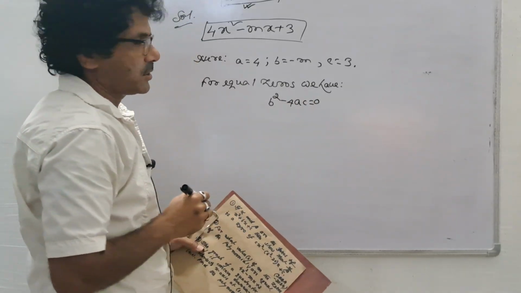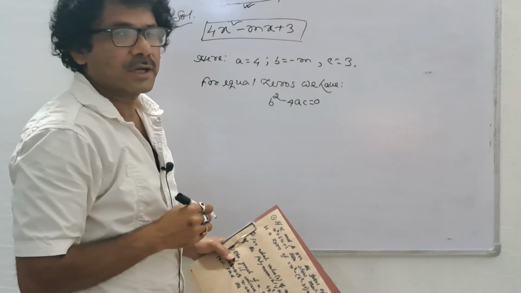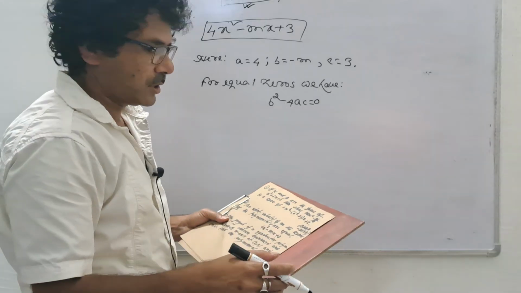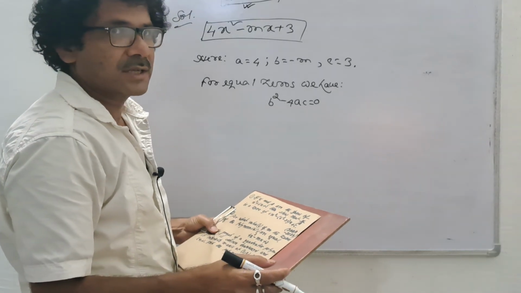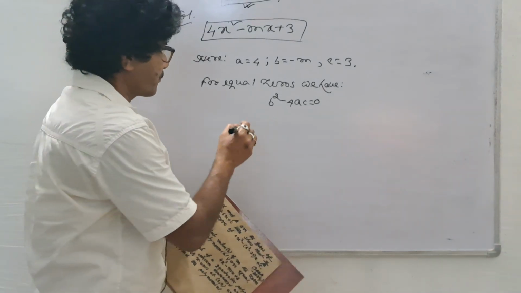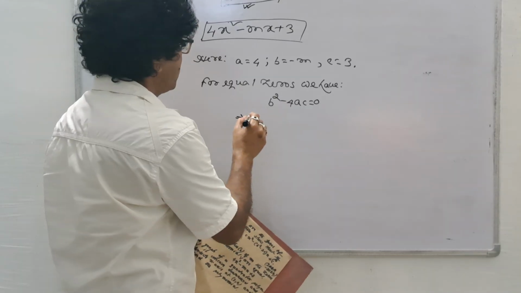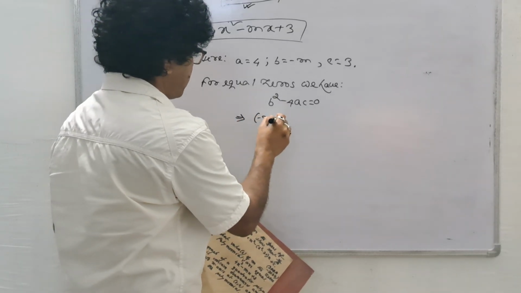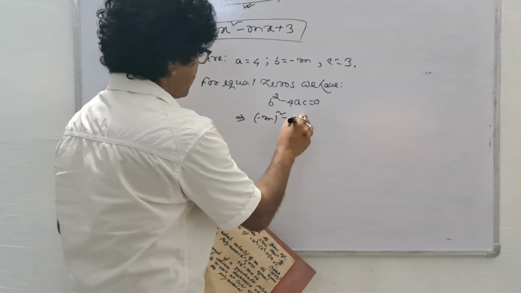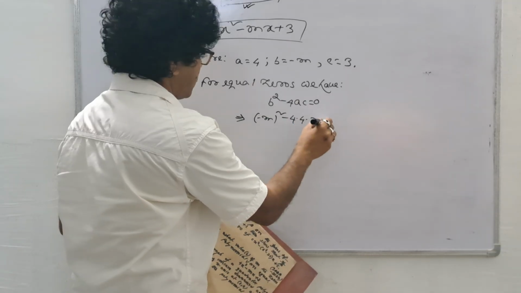You have to remember this one. In my last class, I discussed this one. So b is equal to what? Minus m. a is equal to 4. c is equal to 3.